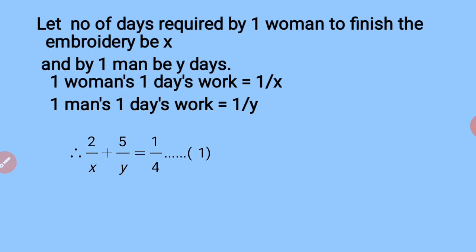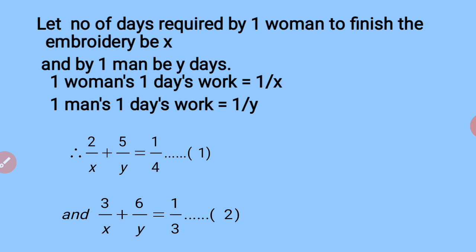We can get the second equation now. In the second condition, they were working for 3 days. 3 women were working. So 3 upon x. And 6 men were working. So it is 6 upon y. And the total number of days was 3. So in one day, 1/3 work was done.